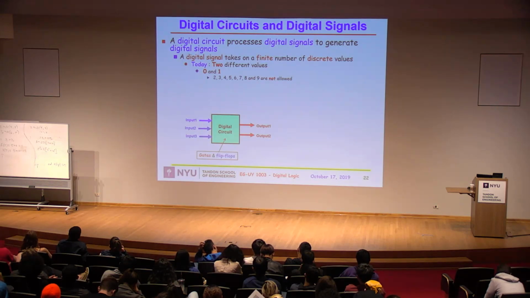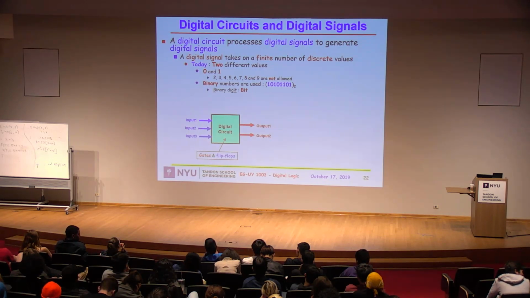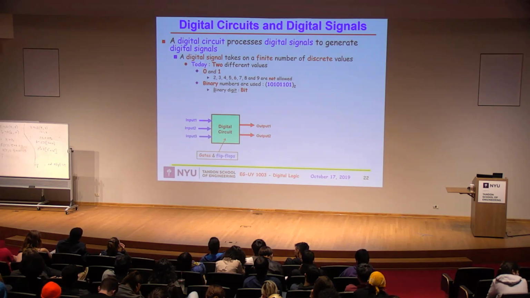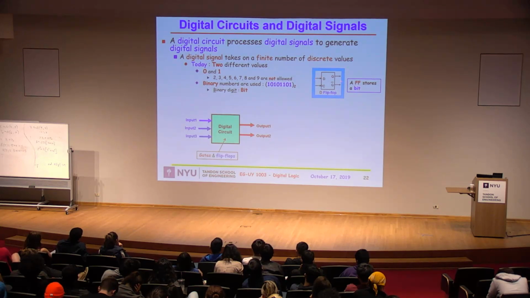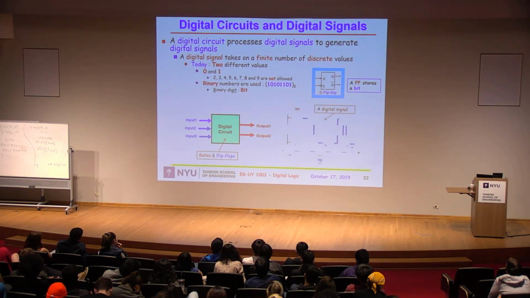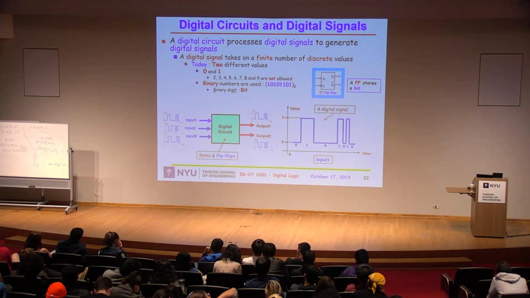So if you have just 0 and 1, you have binary numbers, meaning they have only bits, binary digits. So you have to use binary numbers, not decimal numbers. That's why you need flip-flops, where you store a bit on a flip-flop. And here's your digital signal with respect to time. Your inputs are receiving digital signals and generating digital signals.